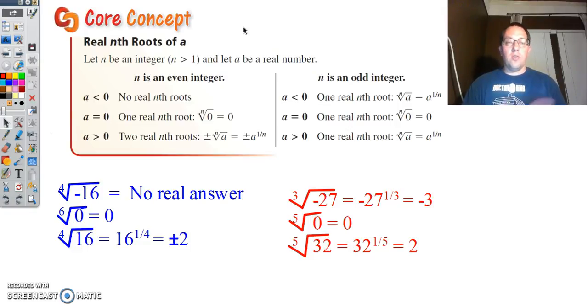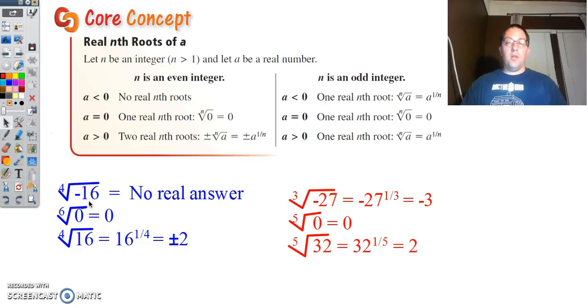All right? So if n is an integer, and n is greater than 1, and a is a real number, then if n is even and a is less than 0, there will be no nth roots. So that would be like this right here, the 4th root of negative 16. This is just like trying to take the square root of a negative number, and it doesn't work. That's where we get the imaginaries from. And this is going to be imaginary.